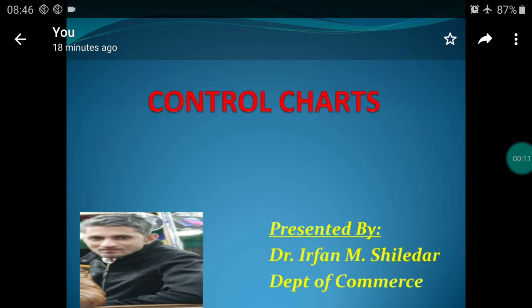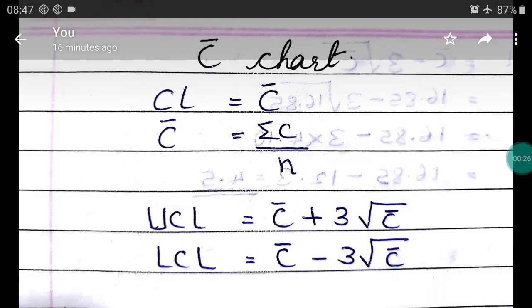Today I am going to discuss the C chart. In the previous video we solved X bar chart and range chart problems. Now today we will discuss the C chart. Okay, let us discuss the C chart.